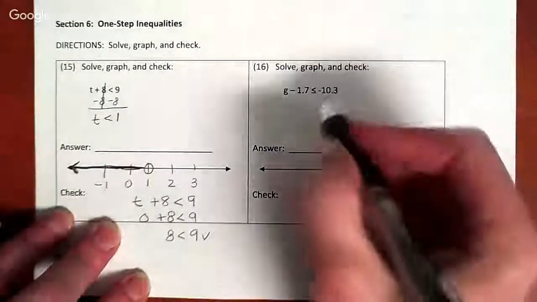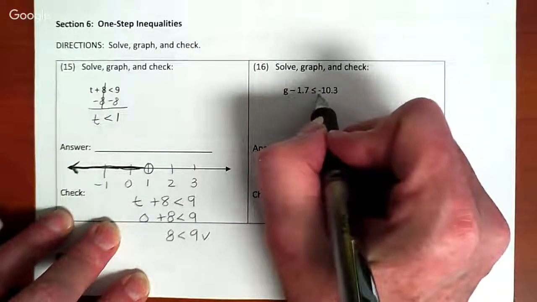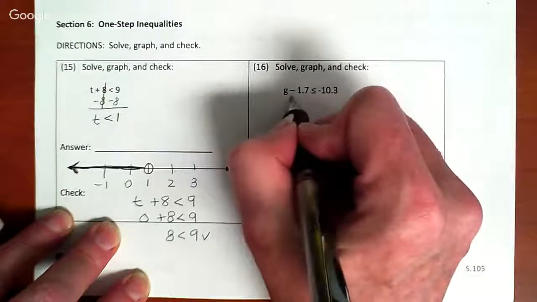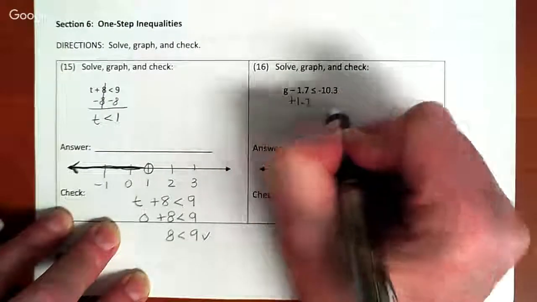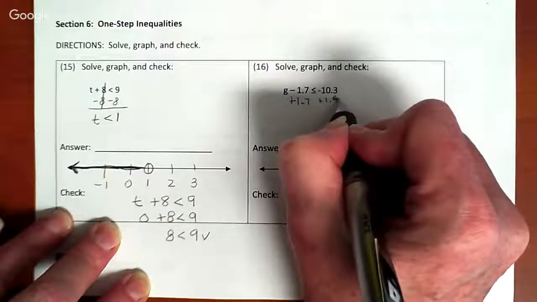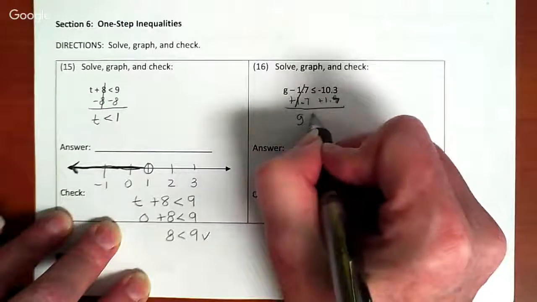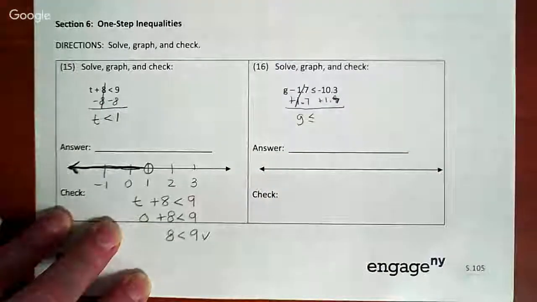Our next one, we have g minus 1.7 is less than or equal to negative 10.3, so we're going to add 1.7 to both sides. Oops, that's a 7. So now we have g is less than or equal to. Remember, our signs are different, so you need to subtract these two numbers.